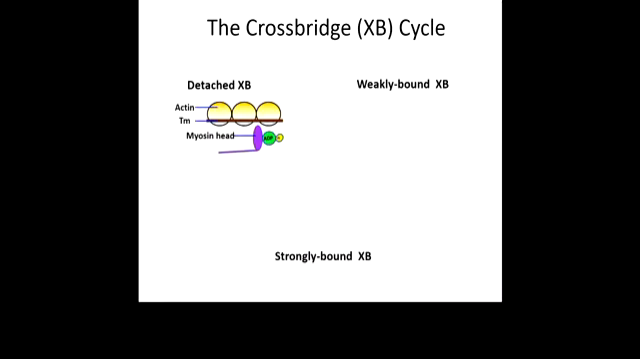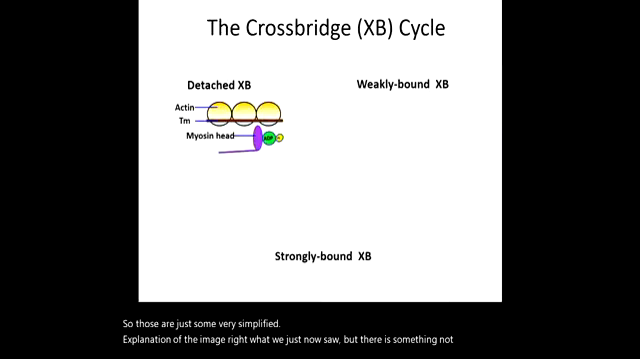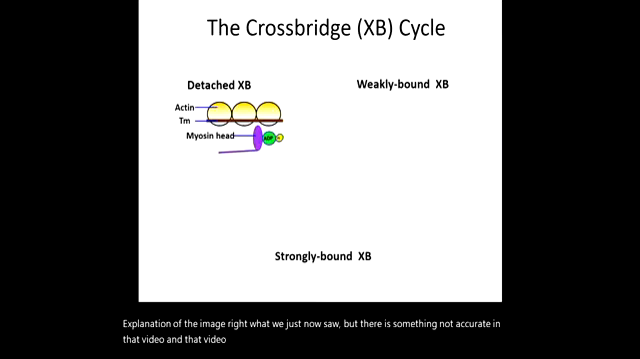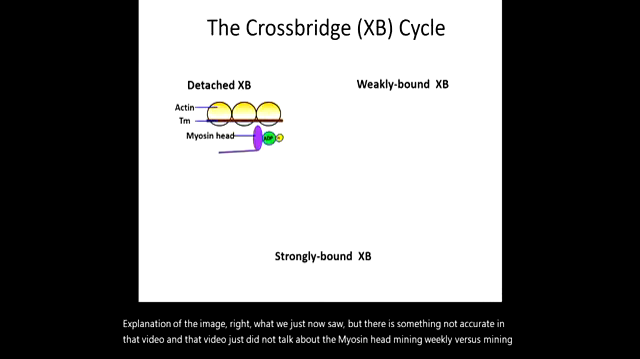Okay, so those are just some very simplified explanations of the events that we just saw. But there is something not accurate in that video. That video just did not talk about the myosin head binding weakly versus binding strongly. It just went from unbound to bound.